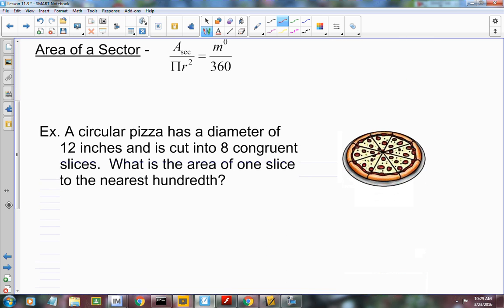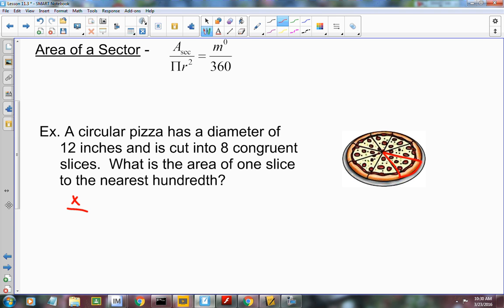So in this problem right here, it says a circular pizza has a diameter of 12 inches and is cut into 8 congruent slices. What is the area of one slice to the nearest hundredth? Okay, so we're going to follow this little formula here. We're looking for the area of one sector, and that's my unknown. That's what goes up here on top, and then it's over the area of the circle.